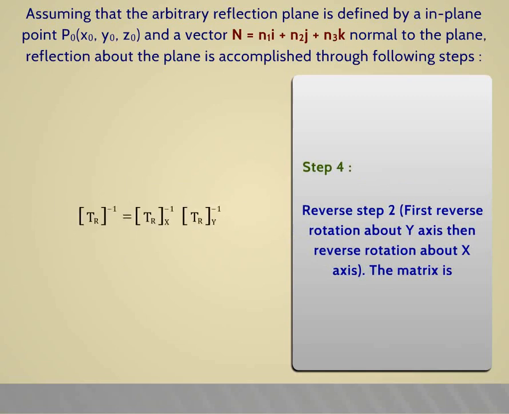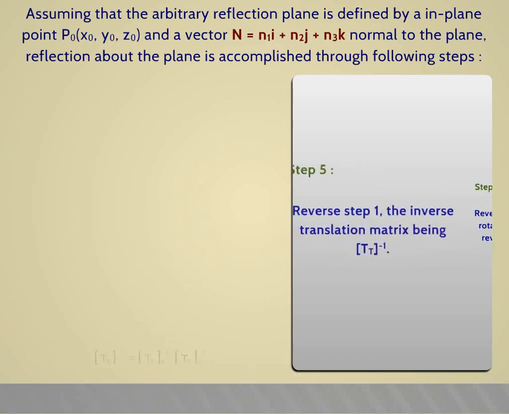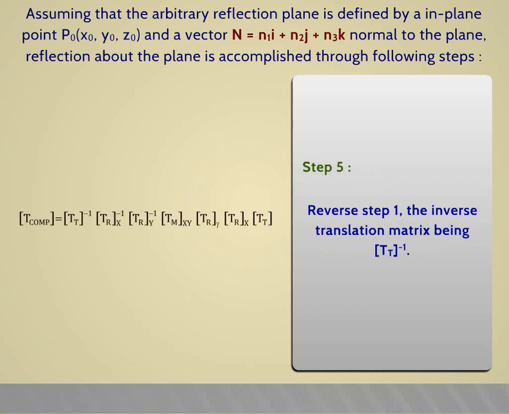Step 4. Reverse step 2. First reverse rotation about y-axis, then reverse rotation about x-axis. The matrix is TR to the power of minus 1 is equal to TRX to the power of minus 1, TRY to the power of minus 1. Step 5. Reverse step 1. The inverse translation matrix being Tt to the power of minus 1.